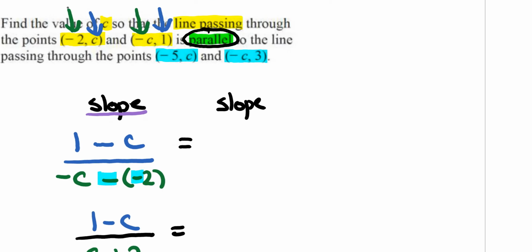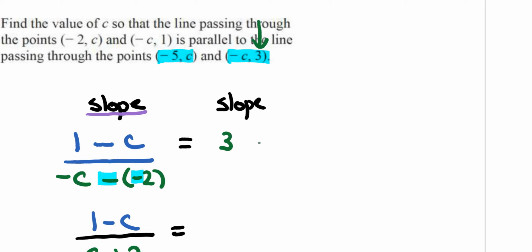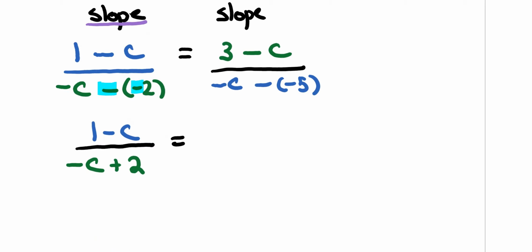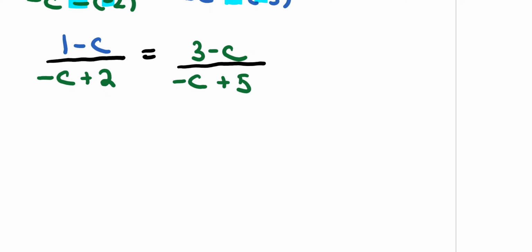Now on the right-hand side, let's go ahead and find the slope for the coordinates in blue. So that's going to be y2. Now my y2 value for my blue coordinate starts with 3. So 3 minus y1, which is c, divided by x2, which is -c, minus x1, which is bracket -5. Okay, and just like the previous question, let's go ahead and simplify the denominator. I have a negative and a negative, so this is going to be -c plus 5.